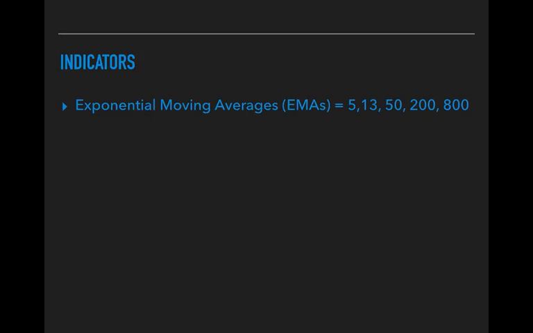Also, I want to talk about indicators. There are some indicators on the chart that I use that you guys are seeing. The first one, obviously, is the exponential moving averages, the EMAs. These are pretty important. This will help you determine the trend. It'll help you with your entries and your exits. Points of take profit are oftentimes at the EMAs. So I use the 5, the 13, the 50, the 200, and the 800.